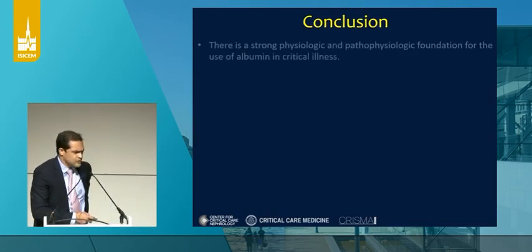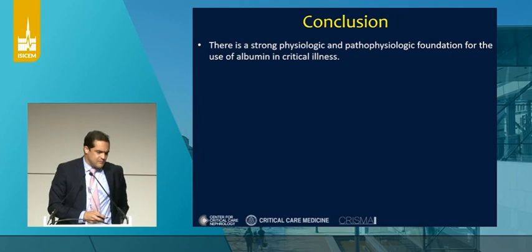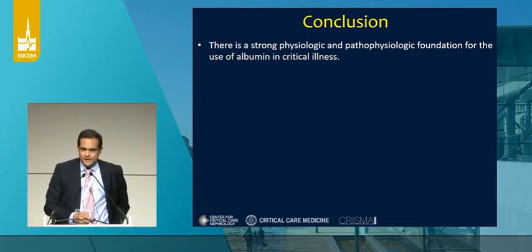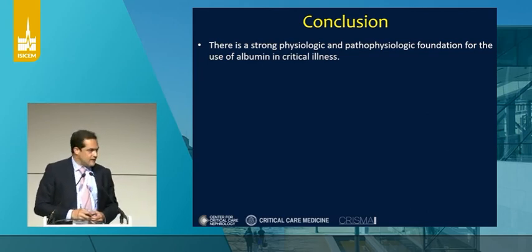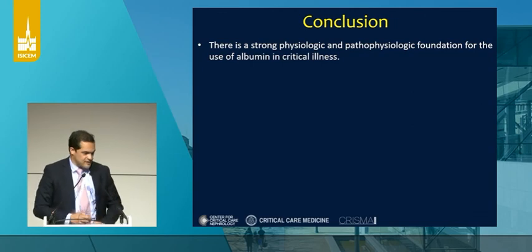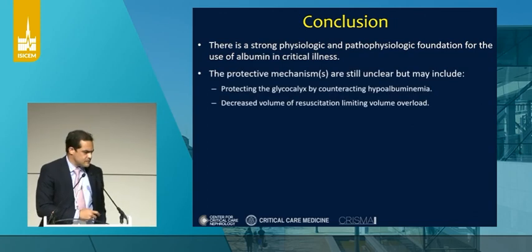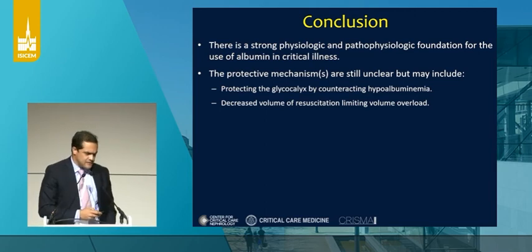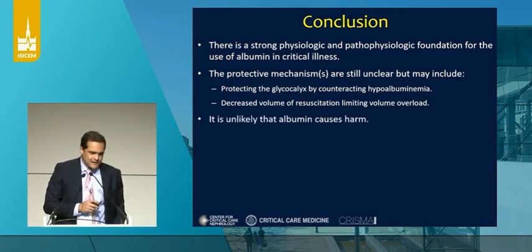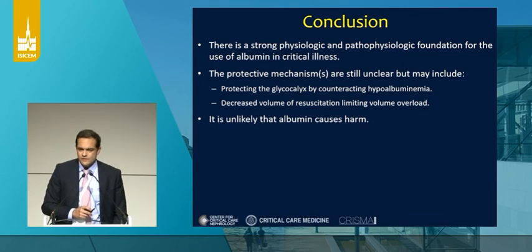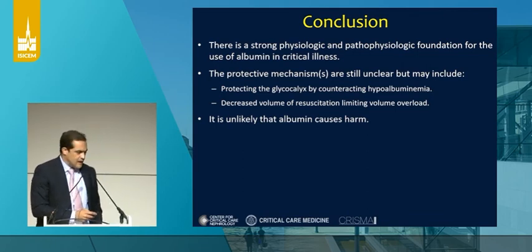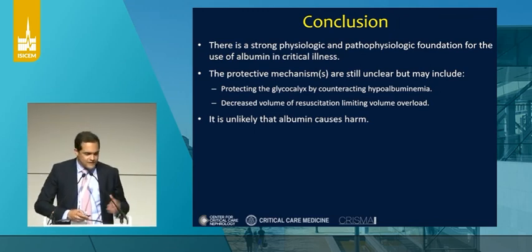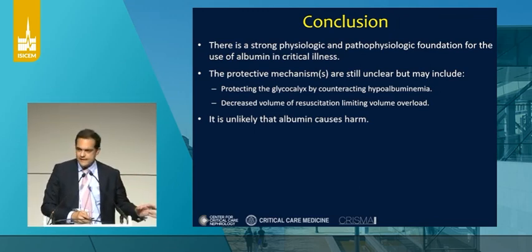So in conclusion, there is a strong physiologic and pathophysiologic foundation for the use of albumin in critical illness. I think that's important to recognize, and I think that's why the field and everybody tries to push for this, to try to find the right patients to give it to. The protective mechanisms are still unclear, but may include many, many things, as you've heard so far. I just cited a couple of things here. It is highly unlikely that albumin causes harm. I mean, we have very good data suggesting that it's safe in these patients. Of course, with the caveats of other adverse effects, but again, we have very good RCT data that shows that this is safe.